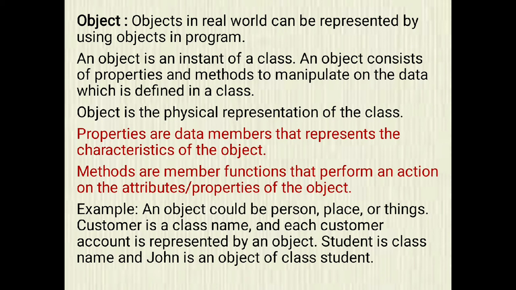Here an object could be a person, place, or thing. Customer is a class name, suppose a class name customer in a bank, and each customer account is represented by an object. Or student is a class name, and John is an object of class student. If you have 10 students, all the 10 students' names will be represented as objects. And for a customer in the bank, every customer's account ID will be represented as an object. That is how they will be identified.